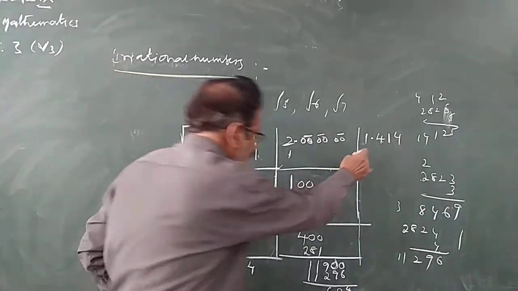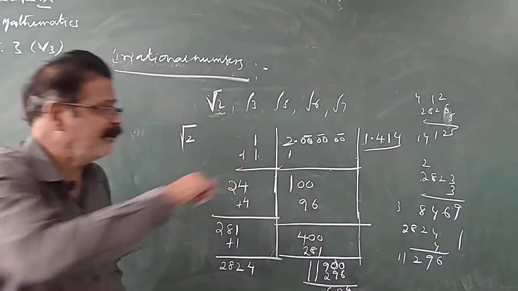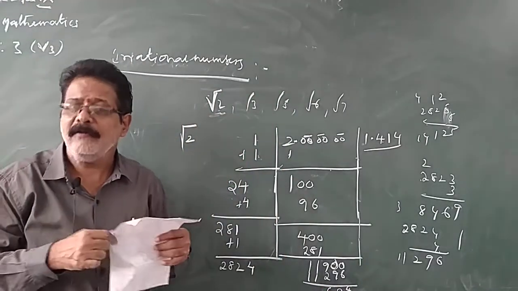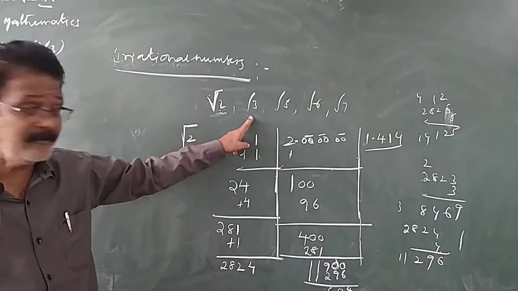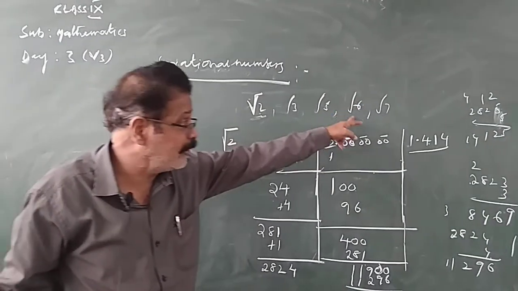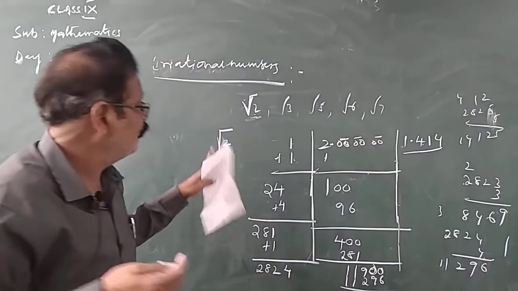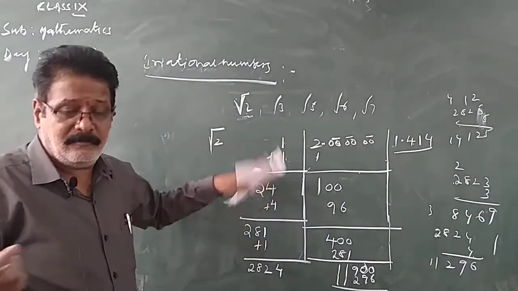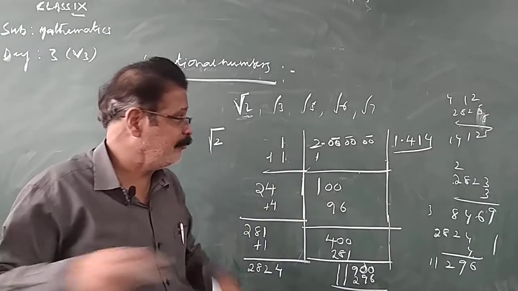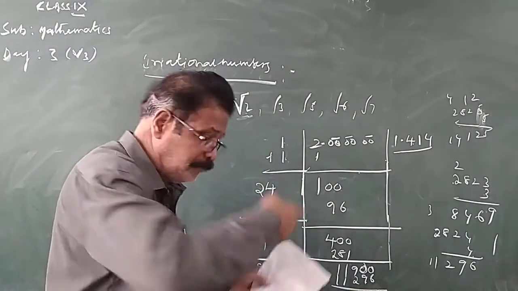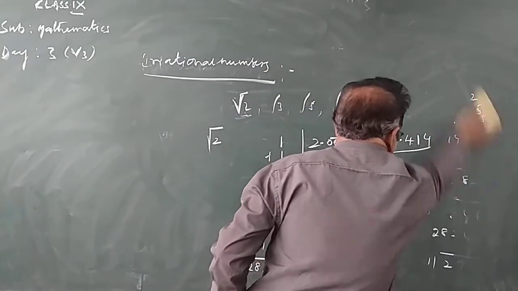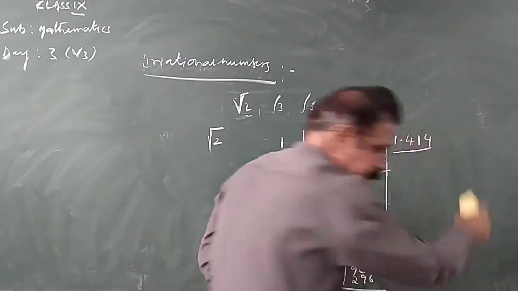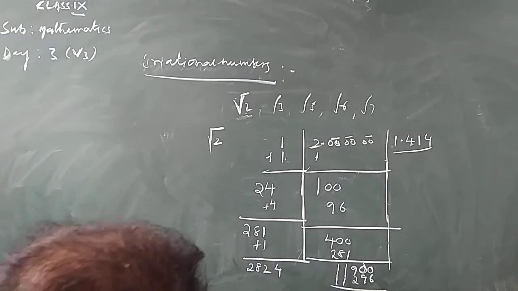This is 1.414. Root 2 value is 1.414. Similarly, you can find out the square root of 3 up to 3 decimals, square root of 5, square root of 6. Root 2 is an irrational number. 1.414. If you write the expansion of this fully, what will you get? We can say that this is an irrational number. Why is it an irrational number?